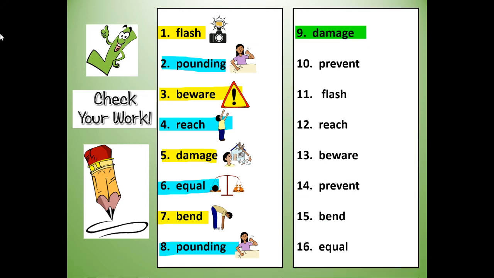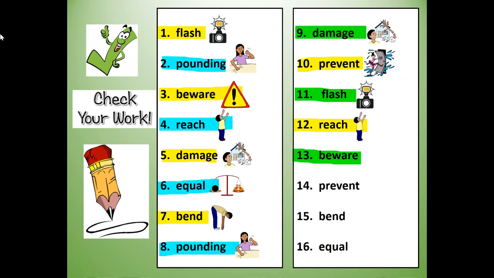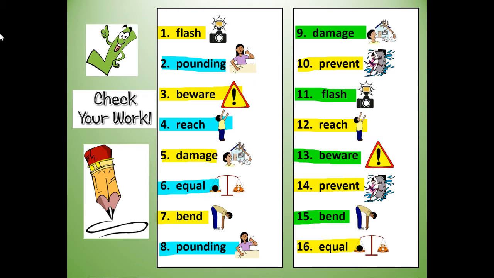Number 9, damage. Number 10, prevent. Number 11, flash. Number 12, reach. Number 13, beware. Number 14, prevent. Number 15, bend. Number 16, equal. And again, if you need to make any changes for 9, 10, 11, all the way to 16, push pause, make your changes, and then press play.